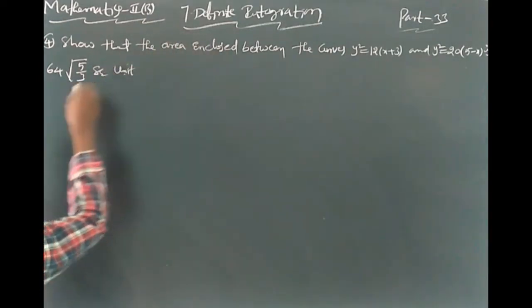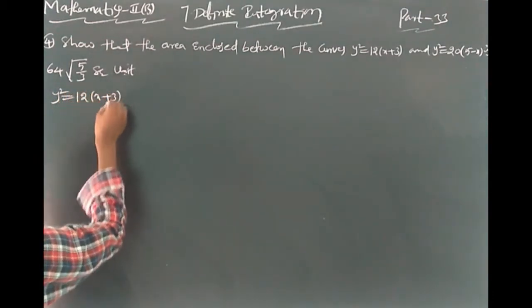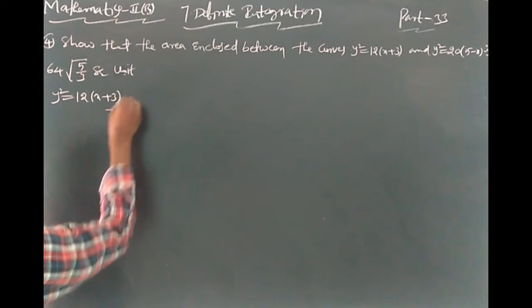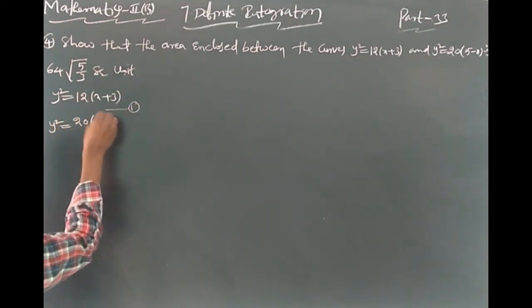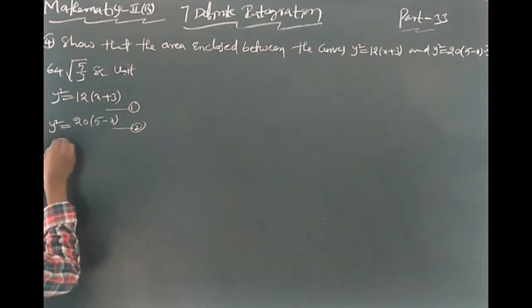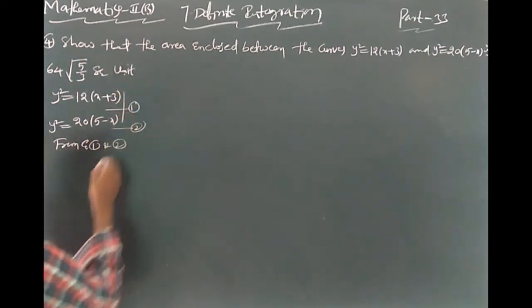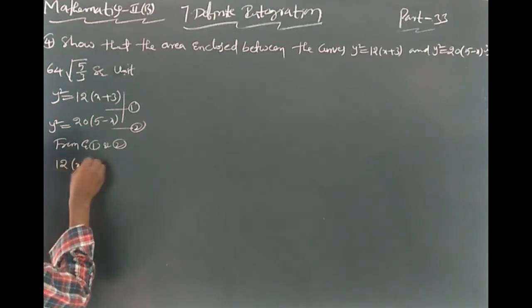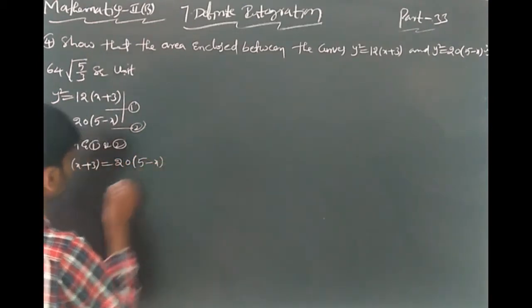In this problem, first we take y square equal to 12 into x plus 3. This is equation 1. After that, y square equal to 20 into 5 minus x. This is equation 2. From equation 1 and 2, both right-hand sides are equal: 12 into x plus 3 is equal to 20 into 5 minus x.